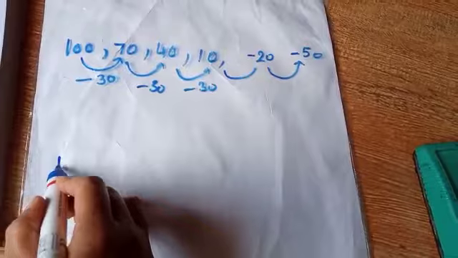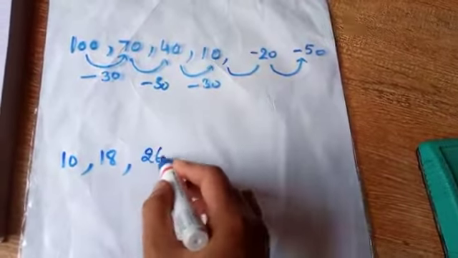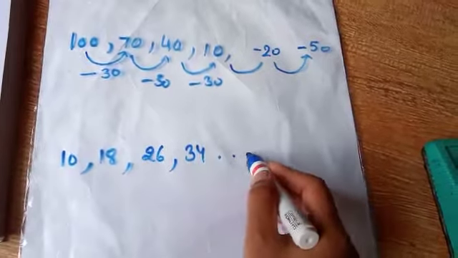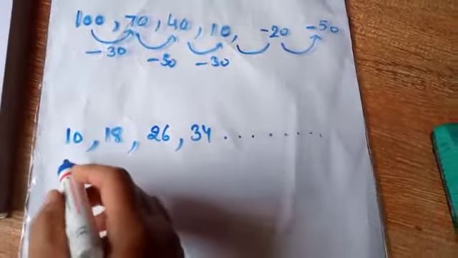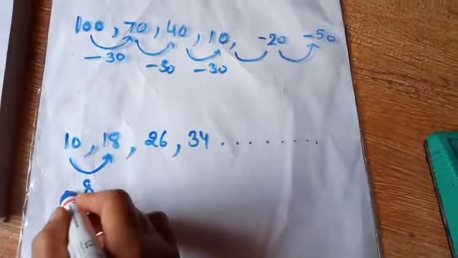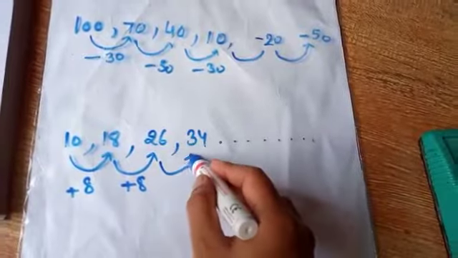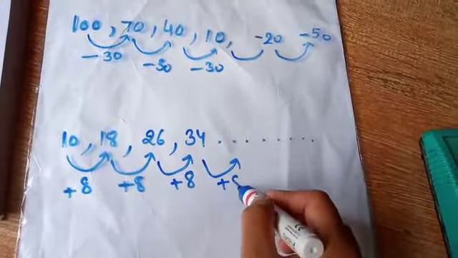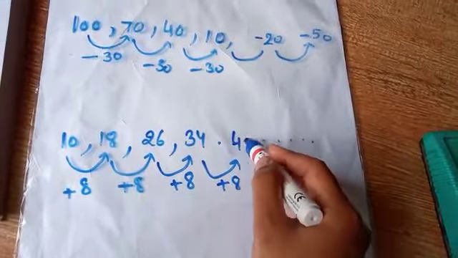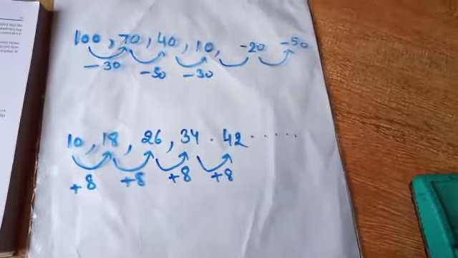Now suppose I write 10, then 18, then 26, then 34, then what should be done next? So what are we doing here? We are adding 8 to the number to get the next number. So this is plus 8. Now what will be the next number? 34 and 8 will be 42, and this is how I am getting the next number of the sequence.